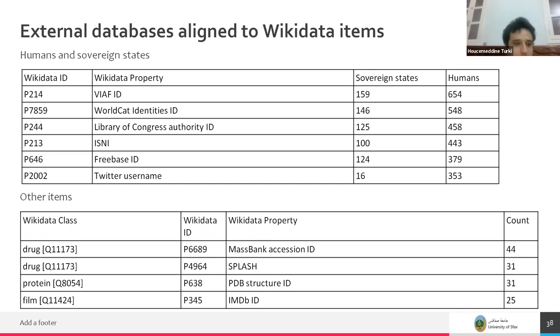And concerning other types of stuff, for example, drugs, proteins, and films, they are also linked to their corresponding major semantic databases. For example, the drugs are linked to MassBank, to SPLASH, to Kyoto Encyclopedia of Genes and Genomes, etc. For films, the Internet Movie Database, etc.